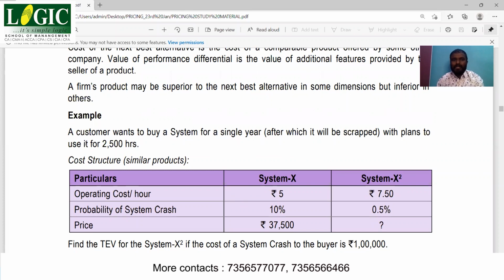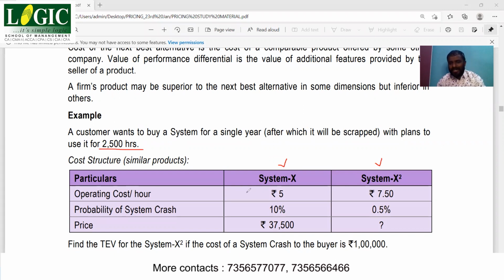What does it say? A customer wants to buy a system for a single year, after which it will be scrapped, with plans to use it for 2,500 hours. That means the total operative hours are 2,500 hours. There are two systems, system X and system X2, just like our example, machine X and machine Y.